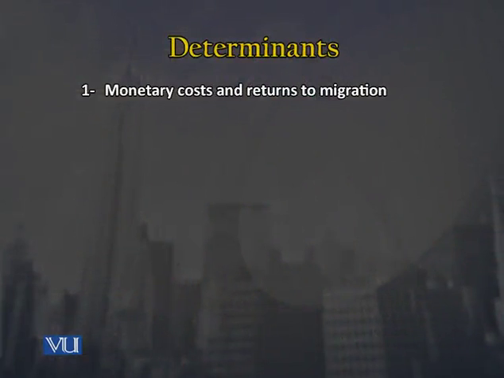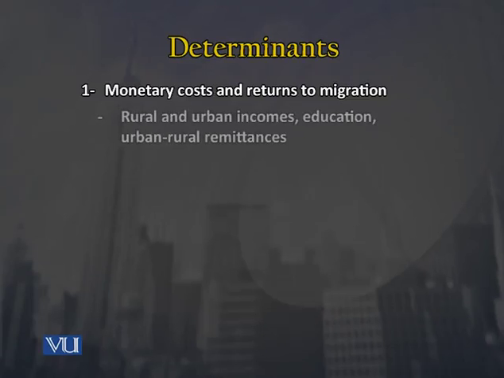One is the monetary costs and the other is the non-monetary costs. Under the head of monetary costs and returns to migration, we take into account the rural and urban income, the expenses you have to incur on your education, and another important aspect, the rural-urban remittances, whatever amount of money people send from the urban area towards the rural area. If they can easily send the money, then a large number of people would decide to migrate from one place to another.